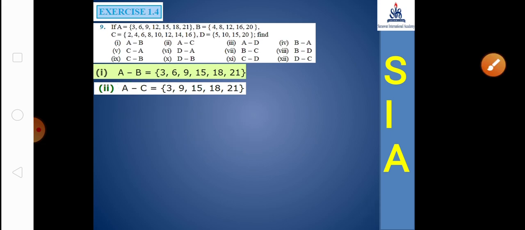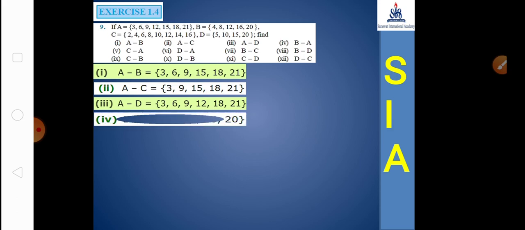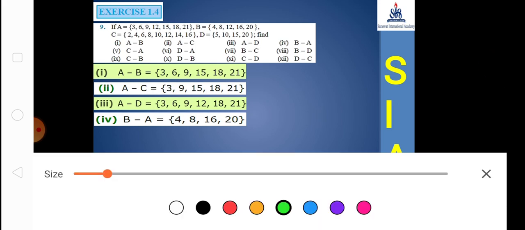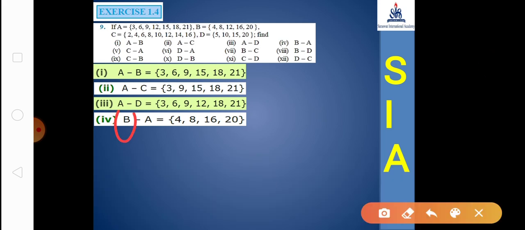Clear? Third, A minus D is written the same way. The elements of D that are common are subtracted from A. Fourth, B minus A. Here the elements of A are subtracted from B, but my answer belongs to B. Again I repeat, these answers always belong to B but do not belong to A.